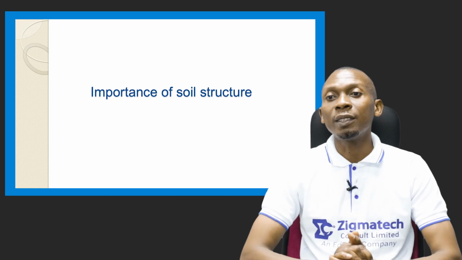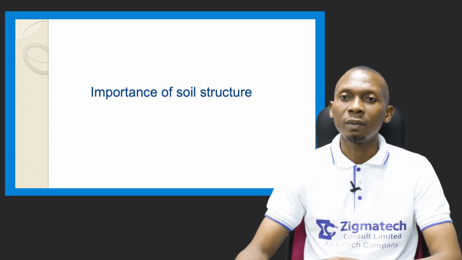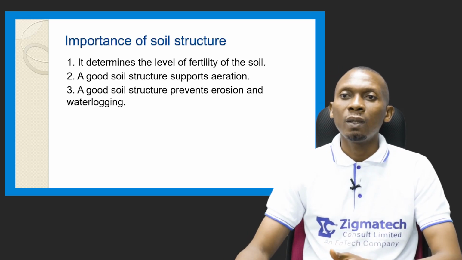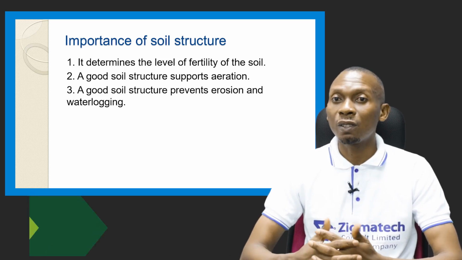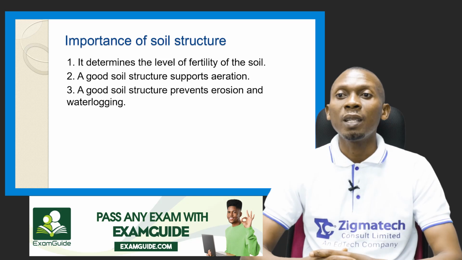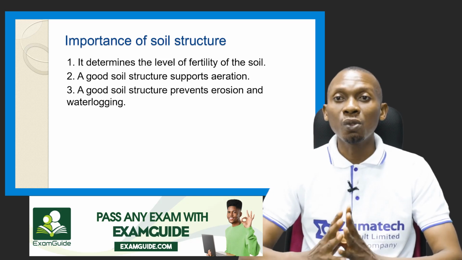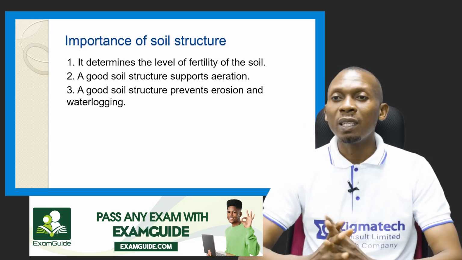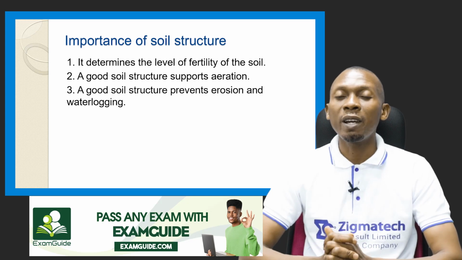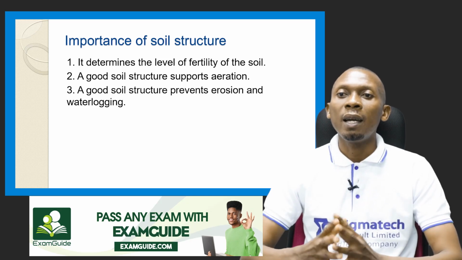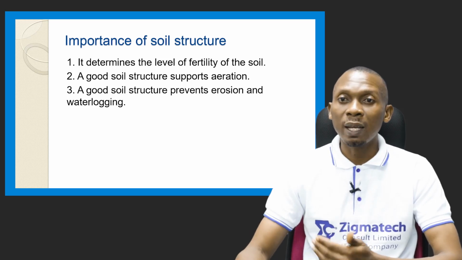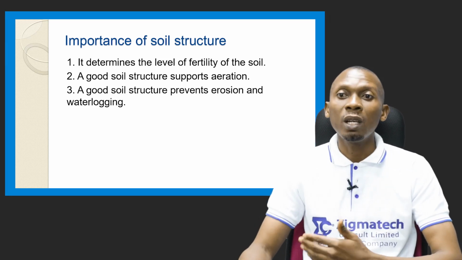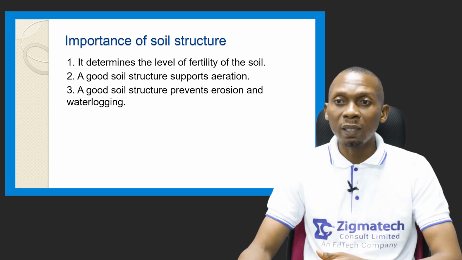Let's take a look at the importance of soil structure. The soil structure helps the farmer to determine the level of fertility of the soil in his farm. When the soil structure is good, it will support aeration, that's the movement of air within the soil. It also helps to prevent erosion and waterlogging.